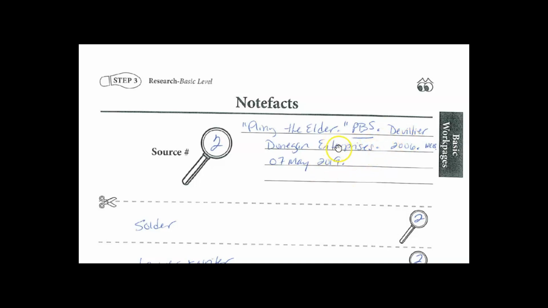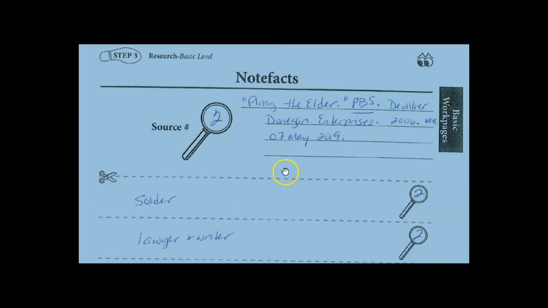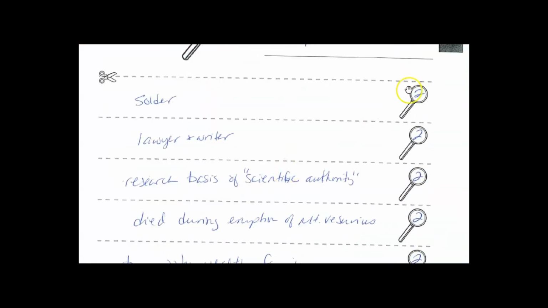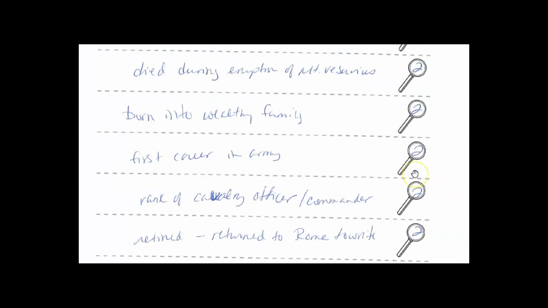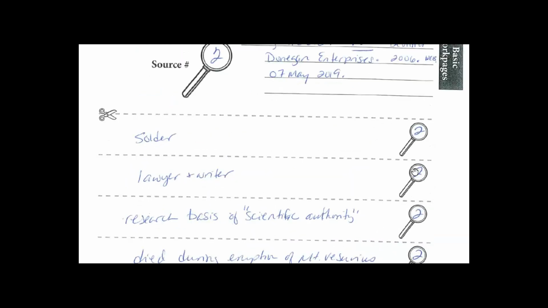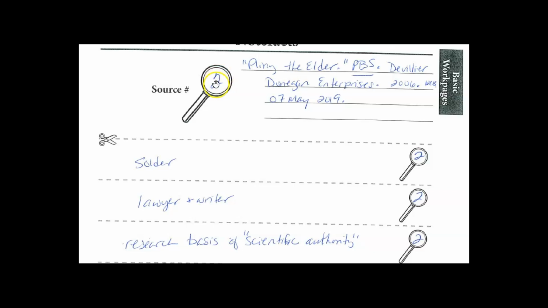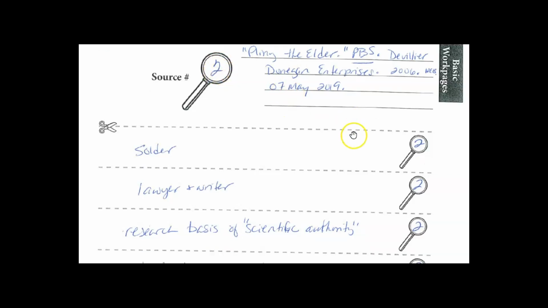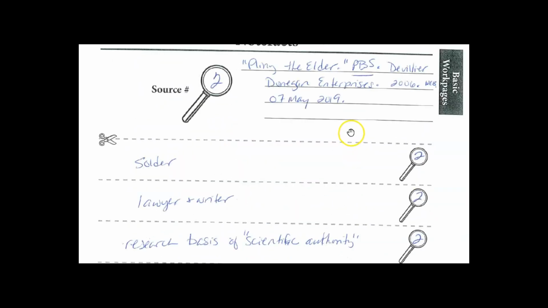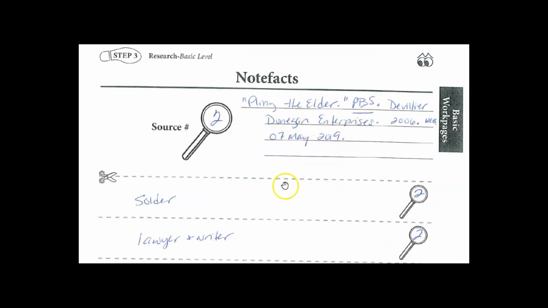But you have to write something here that clearly identifies the website that you went to write these notes, okay? And you'll notice that as they go down the sheet, all of the magnifying glasses are numbered the same. They're not numbered one, two, three, four. They're all numbered two because this is source two, my second website that I went to. And so all of this information came from this website. That's what we need to know.